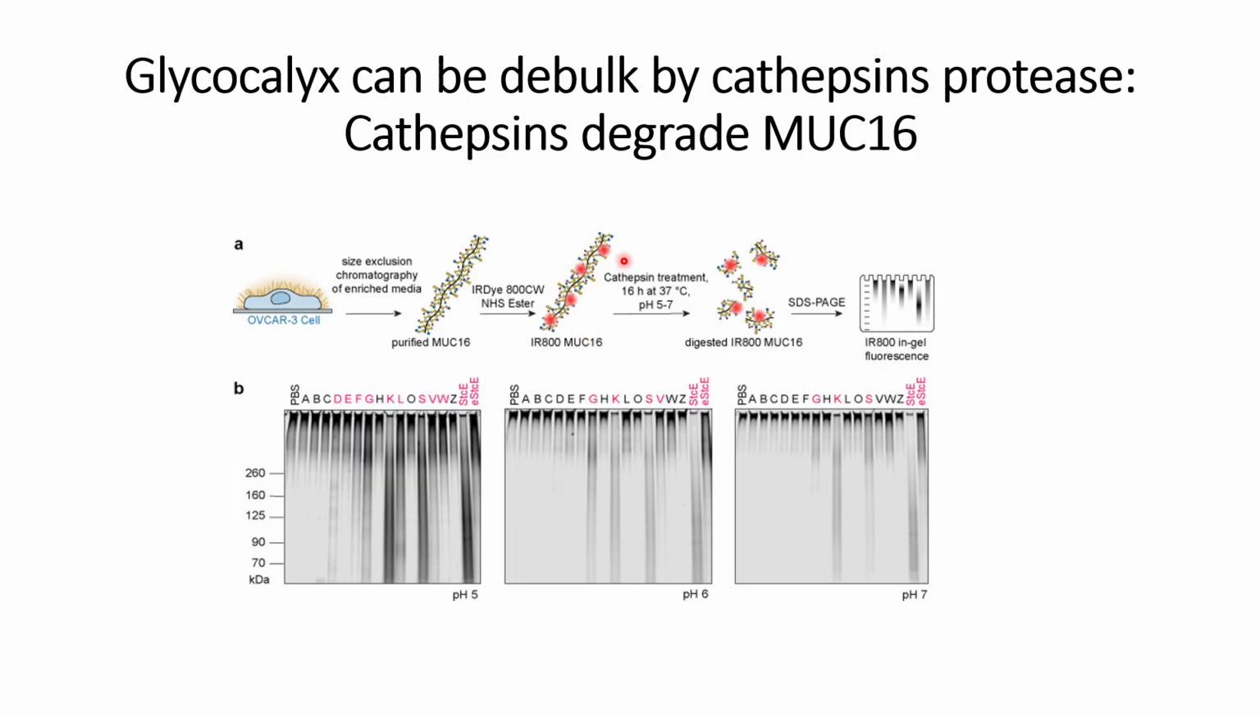In this figure, they only show their in vitro results. We will discuss in subsequent videos the other results that they have shown in the main figure, and the final conclusions, or how they came to the conclusion that the glycocalyx can be debulked by cathepsin protease.